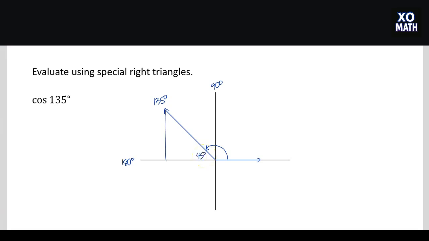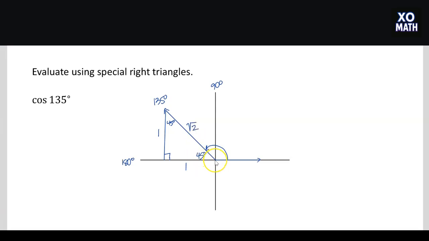So if I drop a perpendicular to the x-axis to create my reference triangle, I have a 45, 45, 90. Opposite 45 degrees has a side length of 1. So the other side is a side length of 1, and the hypotenuse is the square root of 2.